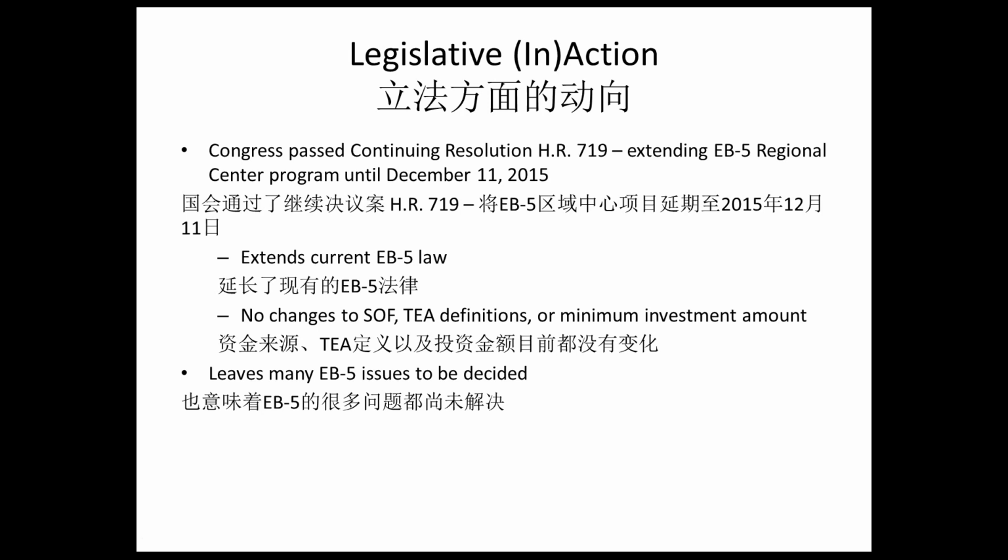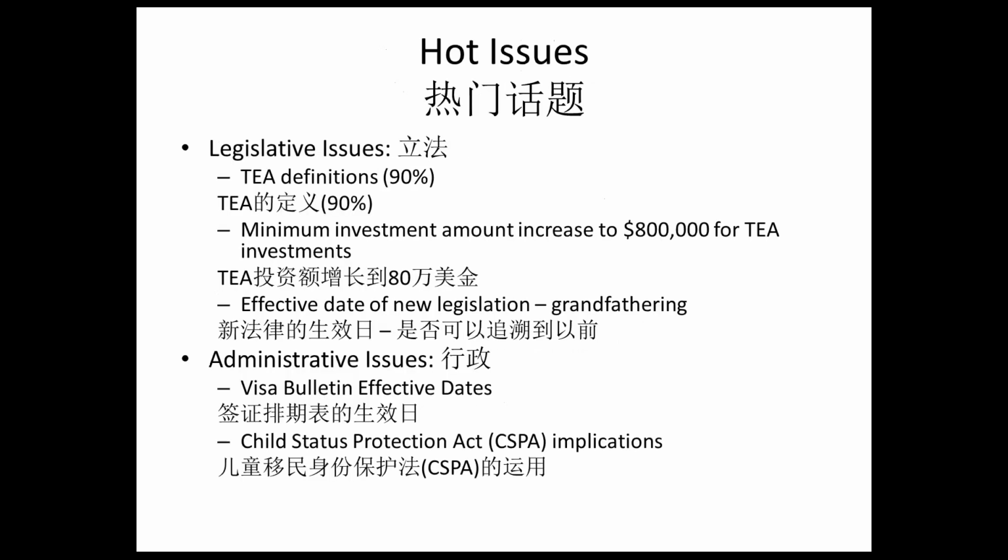However, anybody who tells you that they have the answer to these questions is probably not telling the truth. The only thing I'm very comfortable with is it will be extended and it will be increased, and I would not wait till December 11 to do that.